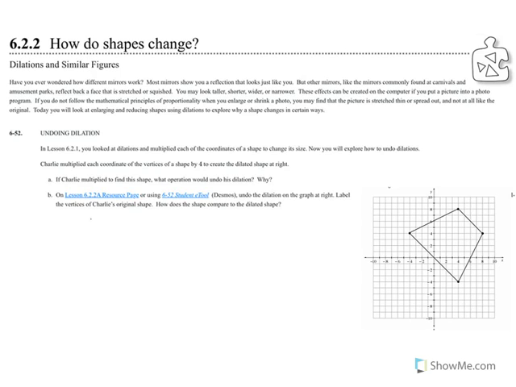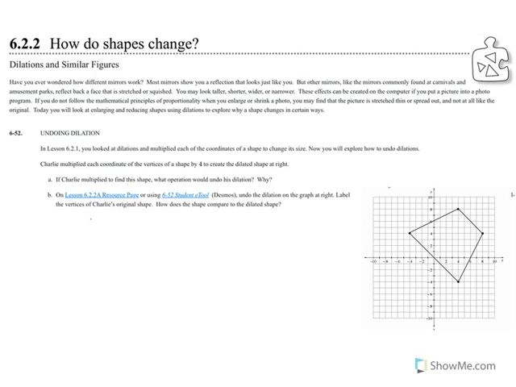These effects can be created on a computer when you put a picture into a photo program. So when you guys use Word, if you stretch by the sides or by the top or by the bottom, it changes what that picture looks like. It doesn't just make it bigger or smaller. Whereas if you use the corners to stretch it, it's going to make it the same thing, just bigger or smaller. So if you do not follow the mathematical principles of proportionality, when you enlarge or shrink a photo, you may find that the picture is stretched thin or spread out, and not at all like the original. Today you will look at enlarging and reducing shapes using dilations to explore why a shape changes in certain ways.